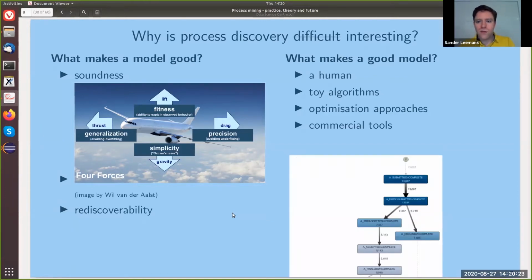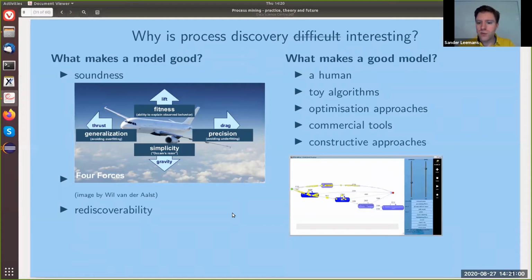Then there is a whole bunch of commercial tools, and these tools usually produce very good models in terms of fitness, precision, and simplicity. However, their semantics are not well defined. So we see a picture here, and intuitively it's very clear that any case walks from the top over the boxes and the arrows to the bottom. But things like concurrency and choices are not really well defined here. Then finally, there are constructive approaches, and I've done my PhD on them. And I'm actually going to show you a constructive approach in a minute.